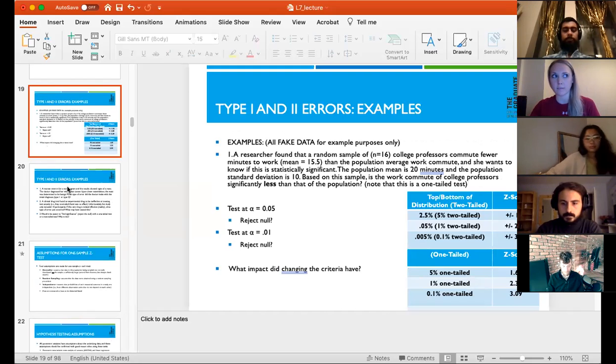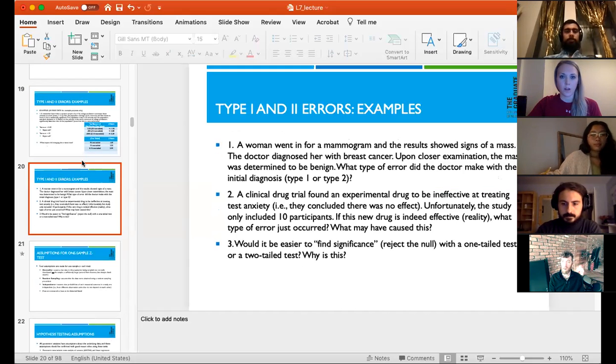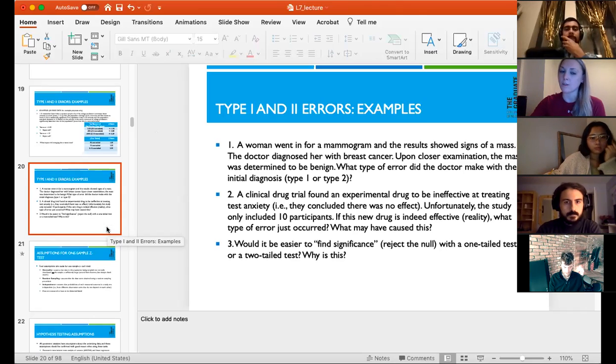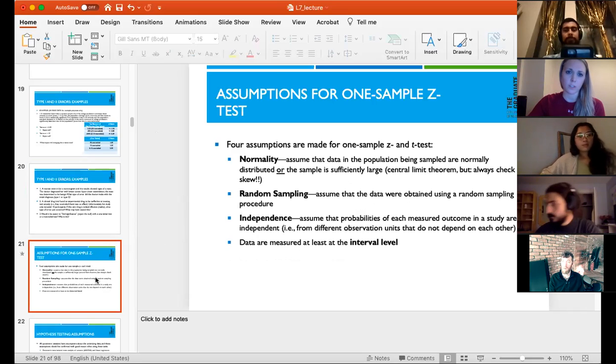But we'll get to that later in the semester. So here are some examples that if you guys want to go through yourself, essentially testing whether or not they're type 1, type 2. Always think of type 1 as a false alarm, type 2 as a miss situation.